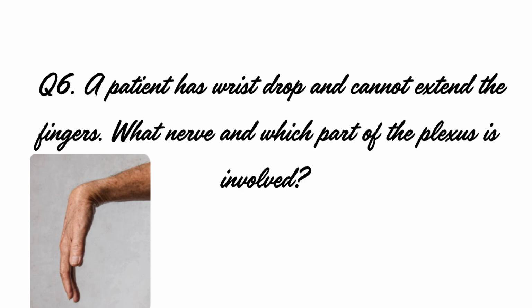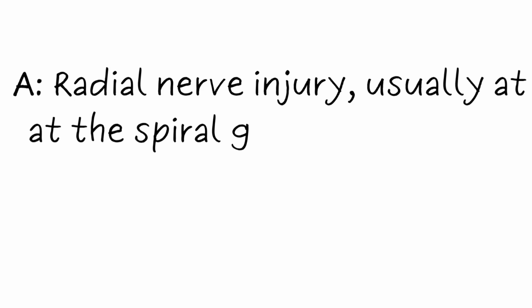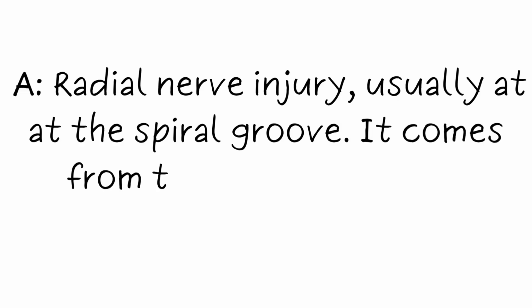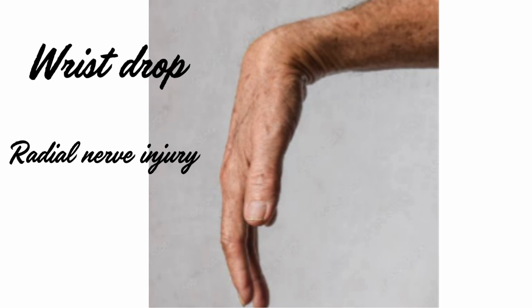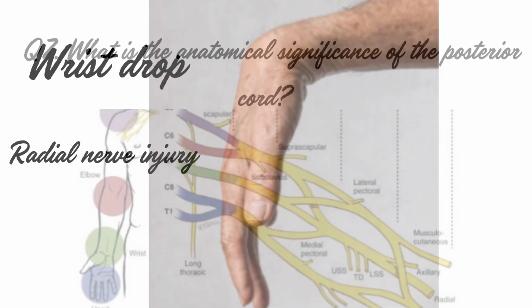Question number 6. A patient has wrist drop and cannot extend the fingers. What nerve and which part of the plexus is involved? The answer, the radial nerve is involved. Radial nerve injury, usually at the level of the spiral groove, causes the wrist to drop. This radial nerve comes from the posterior cord and supplies all extensors of the forearm and the wrist.